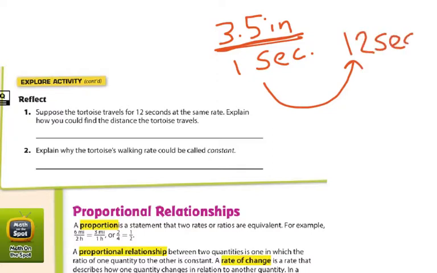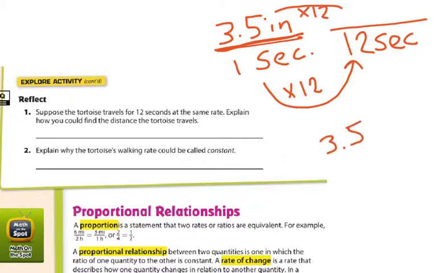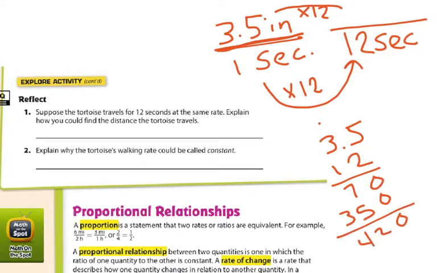And so I have to make an equivalent fraction. So what did I do to get from 1 second to 12 seconds? I multiply times 12. And so I'm going to do the same thing at the top. I'm going to multiply times 12. And 3.5 times 12, that's 42. I've got to move that decimal point in there. And so that's 42 inches per second. And so there's our answer for that first one. Okay, so you're just making equivalent fractions.